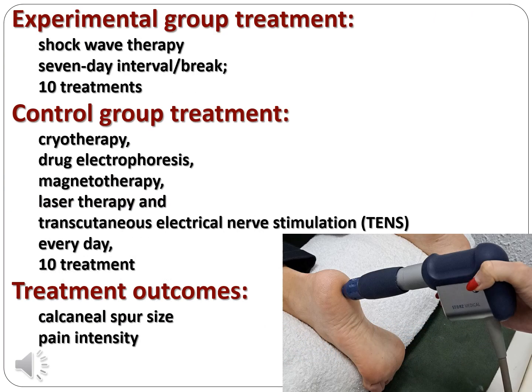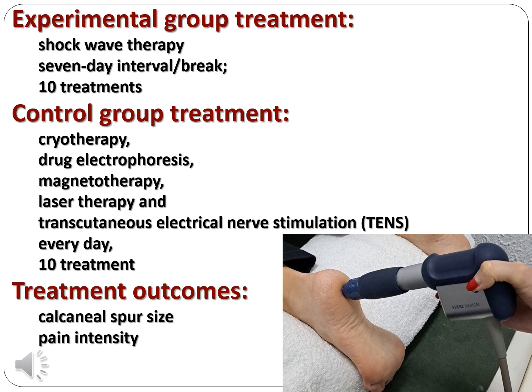The patients who made up the experimental group were treated with focused mechanical shock waves. In our study, 1,600 shock waves at a frequency of 10 Hz and with a shock strength of 1.6 bar were used. Mechanical shock wave therapy was performed every 7 days. The planned number of treatments was 10.